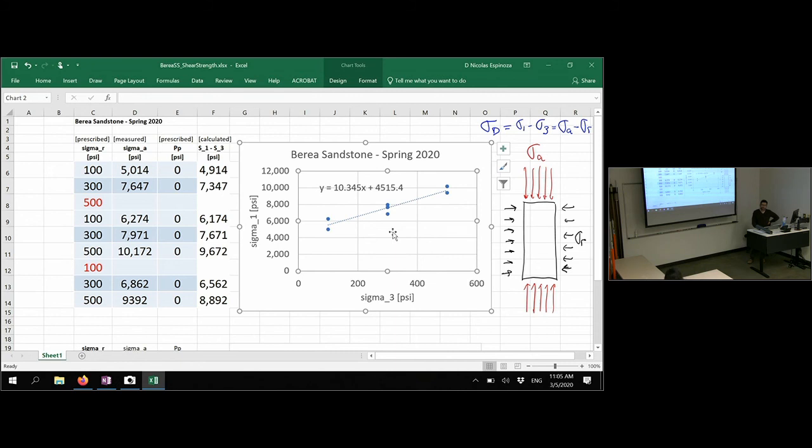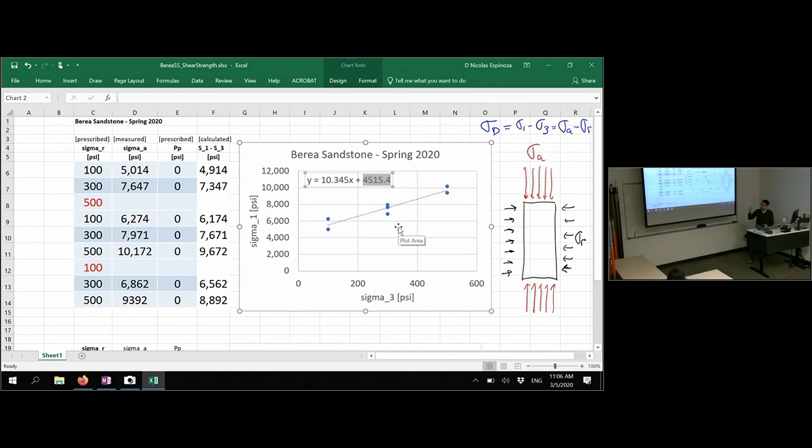So different groups working on different load frames and slightly different samples from the same block, they gave more or less the same result. And what this equation tells you is what is going to be the unconfined compression strength predicted by this equation. That will be the intercept of this line here at x or sigma 3 equal to 0, right? And that's going to be this value.